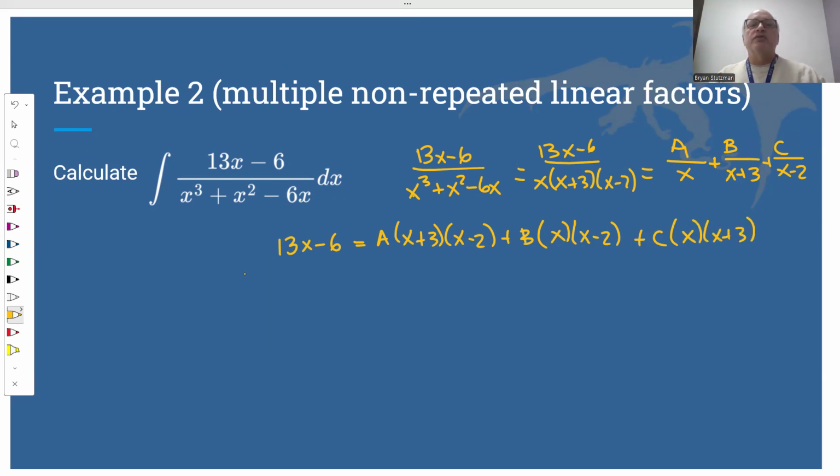Pick convenient values that let things become 0. Well, if I let x equal 0, then I get 13 times 0 minus 6, which is just negative 6.